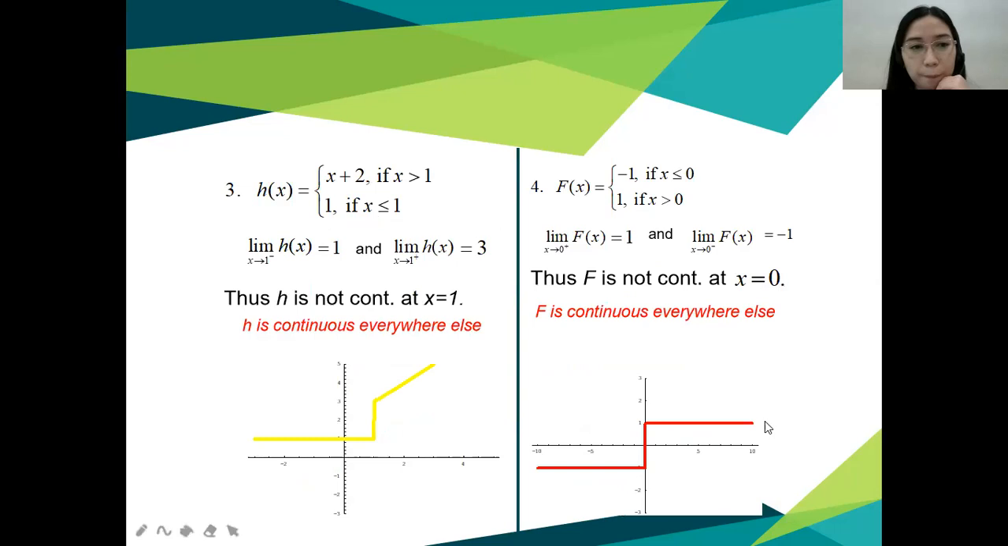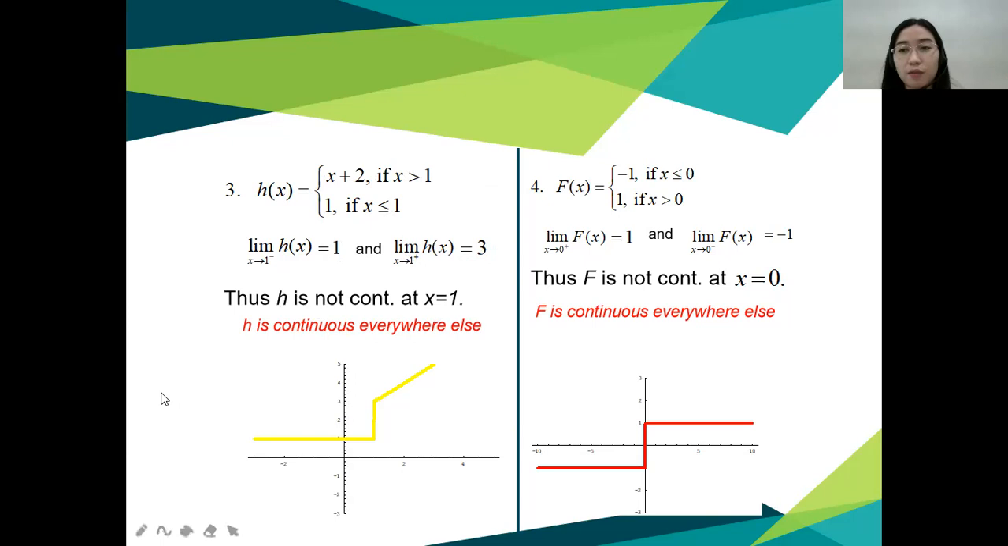So, third example, h of x is equal to x plus 2 if x is greater than 1, and 1 if x is less than or equal to 1. Let's try to prove this using our conditions from earlier. The left-hand limit and right-hand limit should be equal. Let's solve the left-hand limit. The limit of h of x as x approaches 1 from the left is 1, since x is less than or equal to 1. The limit of h of x as x approaches 1 from the right is equal to 3, since 1 plus 2 is 3. Thus, h is not continuous at x equal to 1. h is continuous everywhere else.